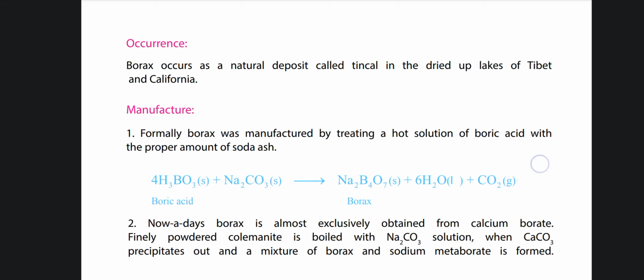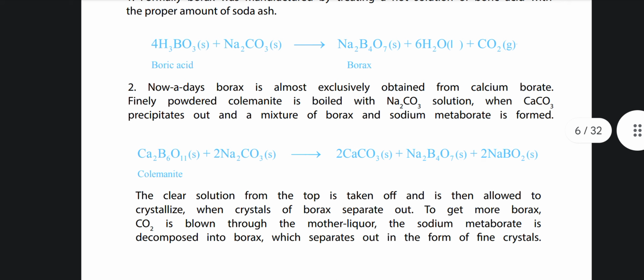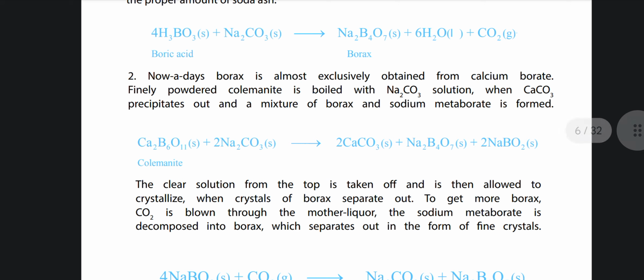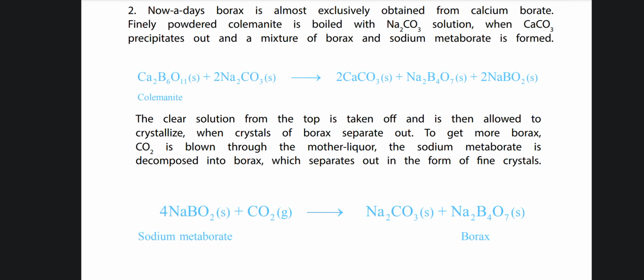Manufacture. Number 1. Formerly borax was manufactured by treating a hot solution of boric acid with the proper amount of soda ash. 4H3BO3 plus Na2CO3 gives us Na2B4O7 plus 6H2O plus CO2. Number 2. Nowadays, borax is almost exclusively obtained from calcium borate. Finely powdered colemanite is boiled with Na2CO3 solution while CaCO3 precipitates out and a mixture of borax and sodium metaborate is formed. Ca2B6O11 plus 2Na2CO3 gives us 2CaCO3 plus Na2B4O7 plus 2NaBO2.